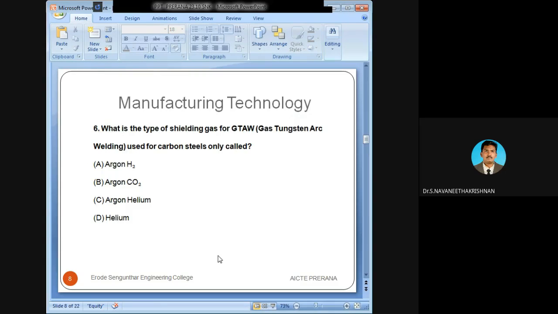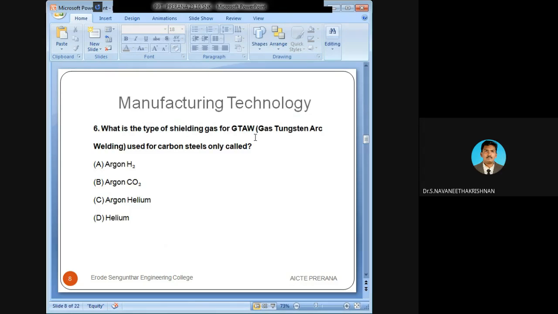The next question is, what is the type of shielding gas for gas tungsten arc welding, abbreviated GTAW, used for carbon steels only? Once again, what is the type of shielding gas for GTAW, that is gas tungsten arc welding, used for carbon steel only?